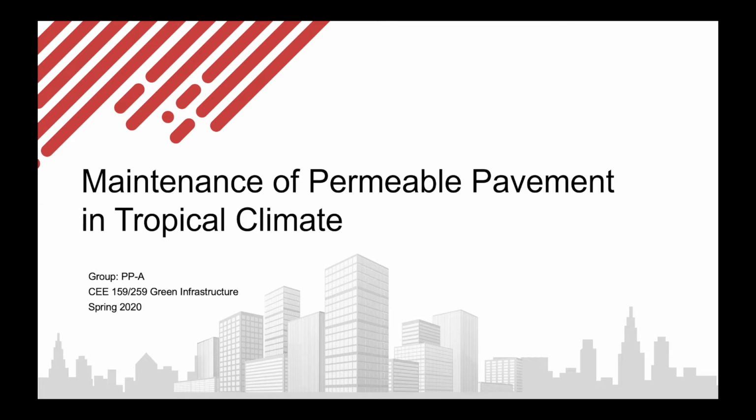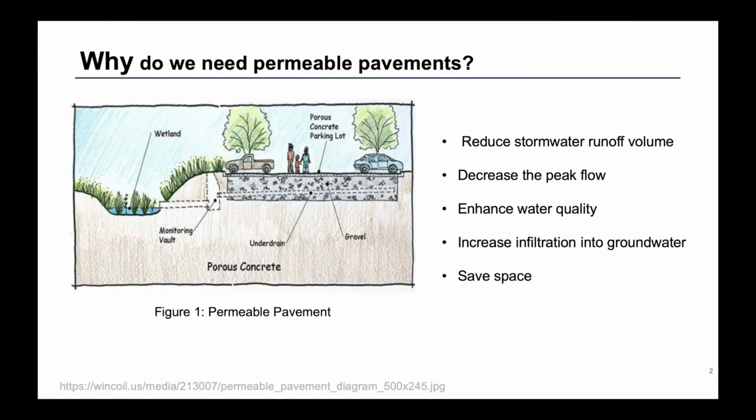Today our topic is maintenance of permeable pavement in tropical climate. So why do we need permeable pavements? For urban areas, stormwater runoff is an annoying problem, especially for tropical regions. However, permeable pavement can solve this problem, as shown in Figure 1.